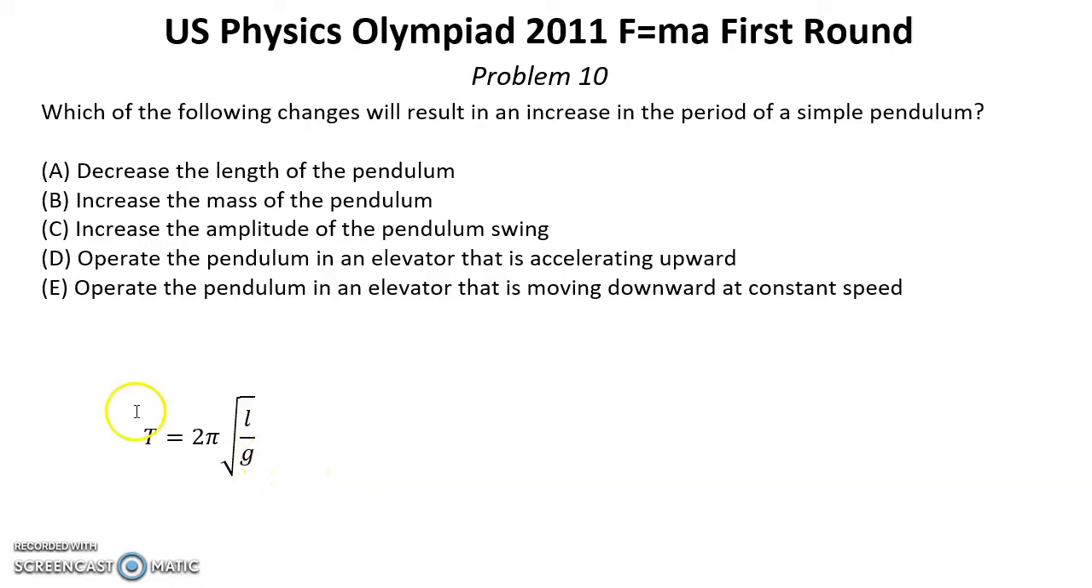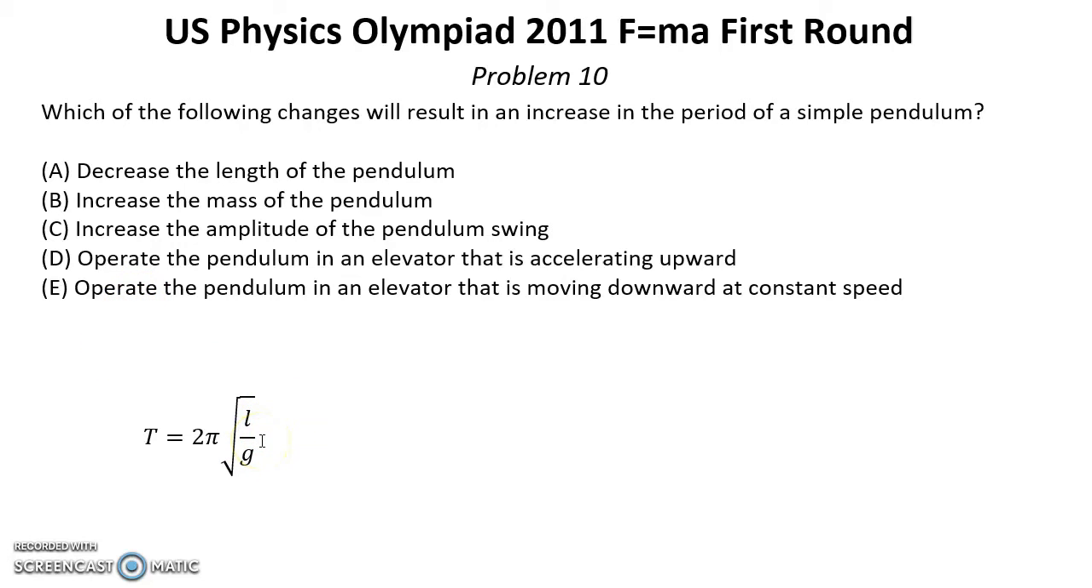Let's investigate our cases. Case A: decrease the length of the pendulum. If we decrease the length, the period will decrease. B: increase the mass of the pendulum. Mass is not affecting the period. C: increase the amplitude of the pendulum swing.